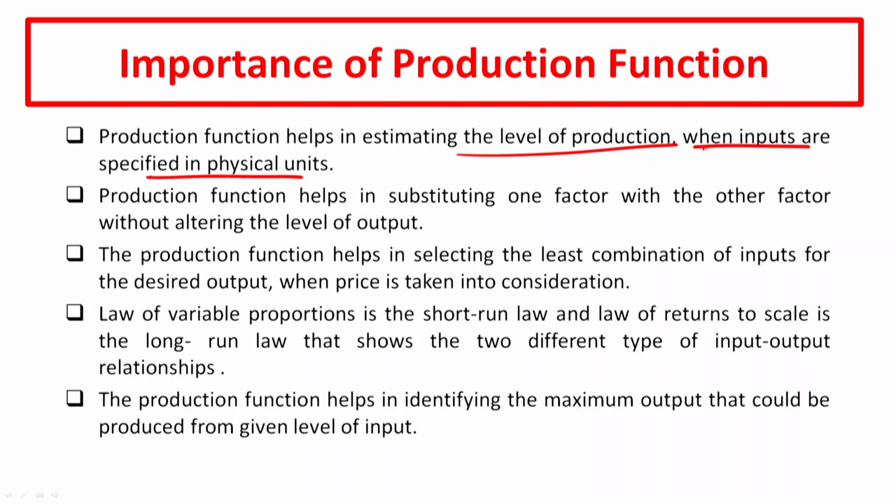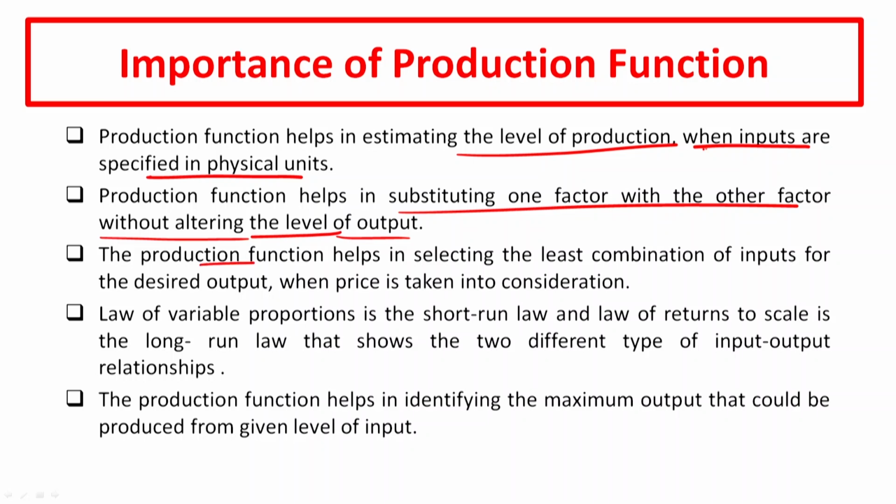Production function helps in substituting one factor with another factor without altering the level of output. Because the production function's feature says that you can substitute one factor with another without actually changing the level of output, because one factor can be easily substituted with the other factor.